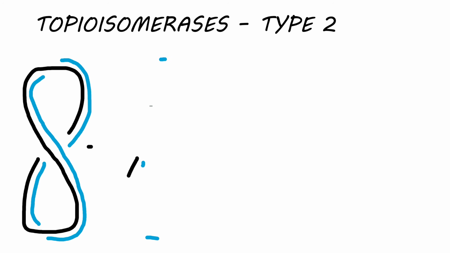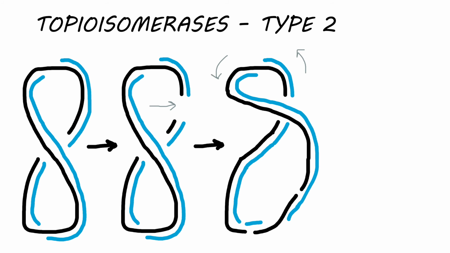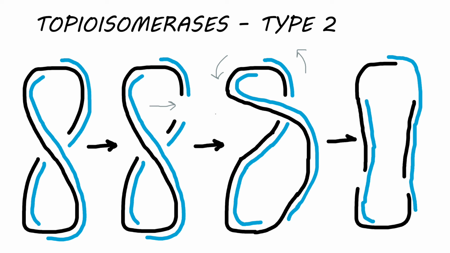Type 2 topoisomerases change the linking number by making double-stranded breaks in the DNA. The whole DNA coil can then pass through the gap before the break is resealed. This decreases the linking number by 2. In this example, the circular DNA loses a twist and a writhe when the helix passes through itself. All type 2 topoisomerases require energy from ATP hydrolysis.